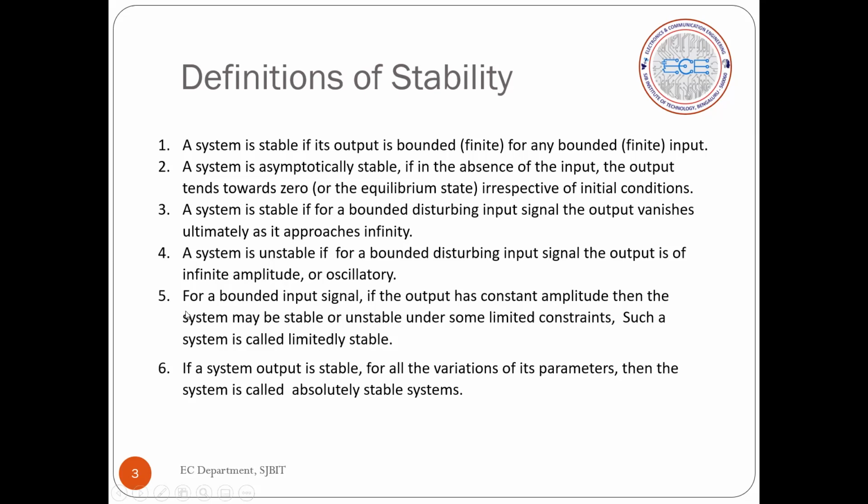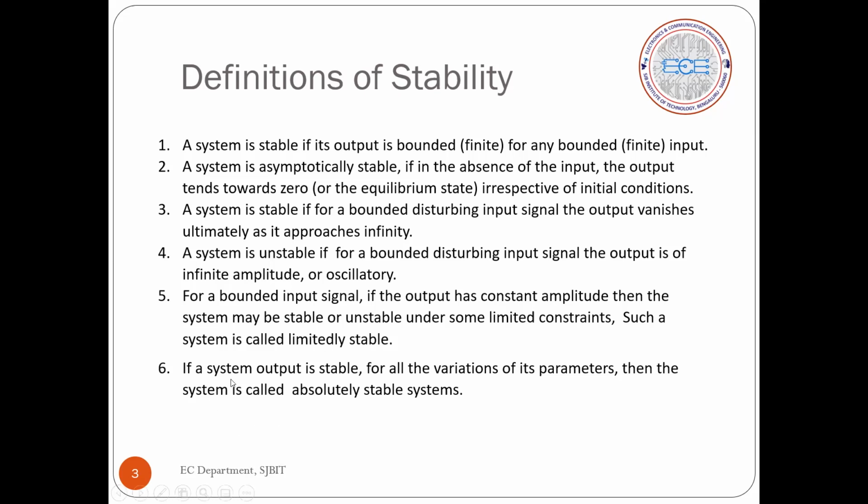Another definition, the fifth one mentioned here: for a bounded input signal, if the output has constant amplitude, then the system may be stable or unstable under some limited constraint. Such a system is called limitedly stable. So we find a few systems stable for only selected conditions, not for all conditions. That is what we call constrained stability of the system. Only for a few conditions it is stable, and for all the rest it will be unstable. So we call that a constrained stable system.